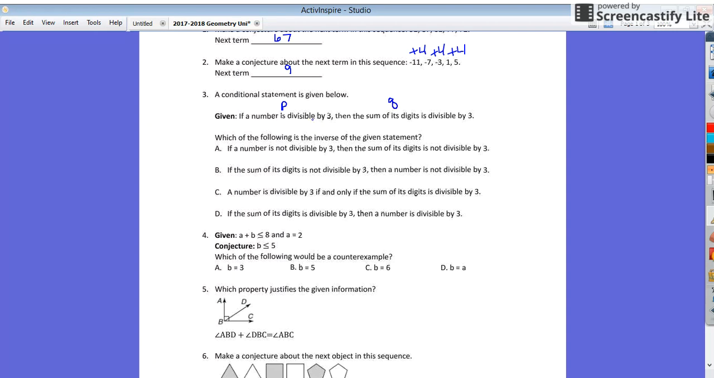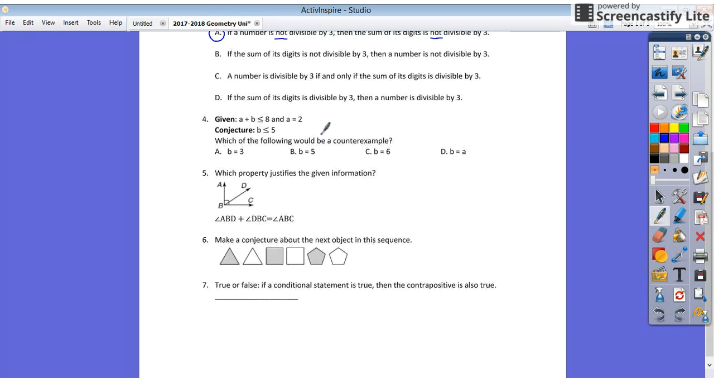Our question says, which of the following is the inverse of the given statement? So remember, if we're writing the inverse, we're going to negate both the hypothesis and the conclusion. So we're going to be adding the word not in the hypothesis and the conclusion. So letter A says, if a number is not divisible by 3, then the sum of its digits is not divisible by 3. So letter A is your correct answer.